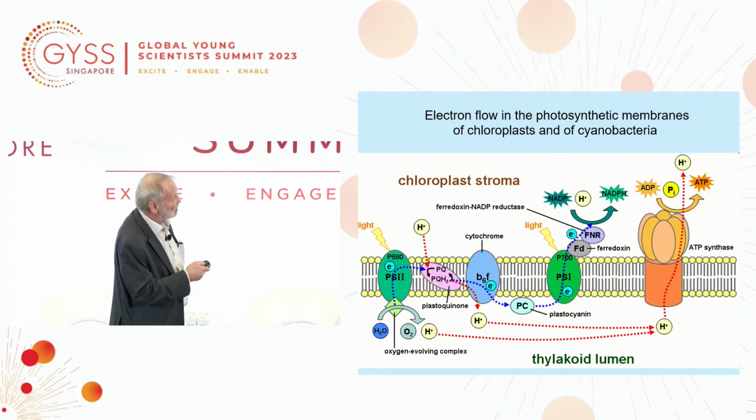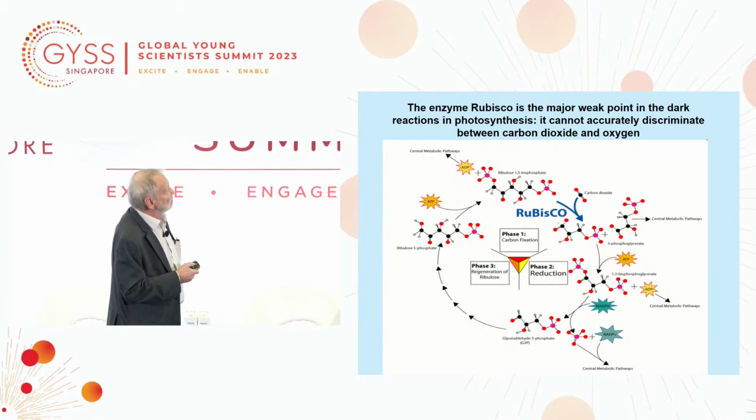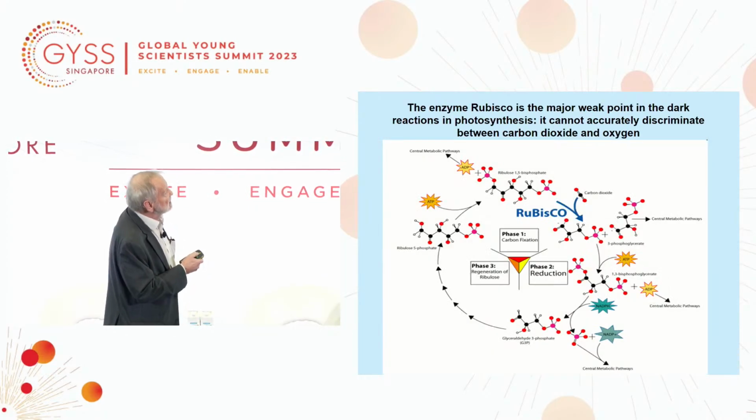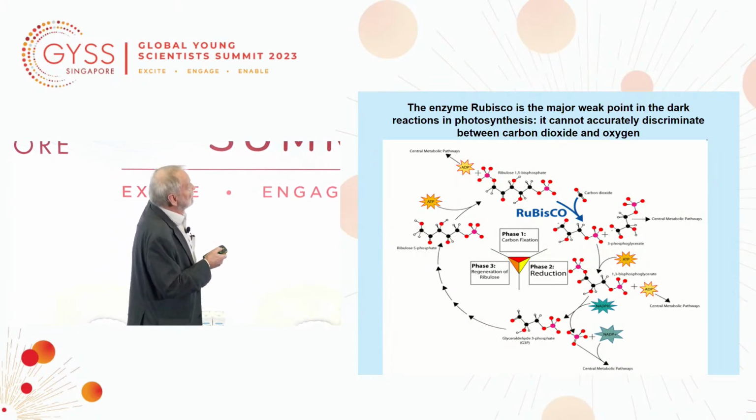But the major weak point is Rubisco, because it cannot accurately discriminate between carbon dioxide and oxygen. So Rubisco incorporates carbon dioxide into ribulose 1,5-bisphosphate. Then you have the splitting, and then you have a number of reactions where you regenerate the ribulose 5-phosphate. And for this synthesis, you use the NADPH, the fixed hydrogen, and you use the ATP.